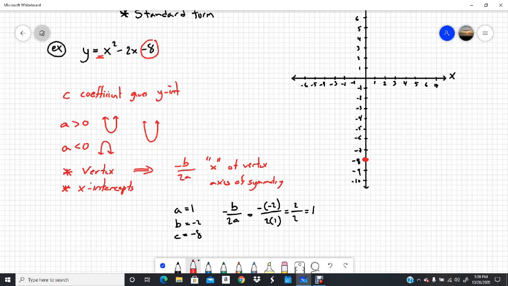What we do is we make a vertical line passing at x equals 1. This will be our axis of symmetry. Meaning if we fold this parabola that we're going to graph from this line, the two arms of the parabola will come exactly on top of each other.